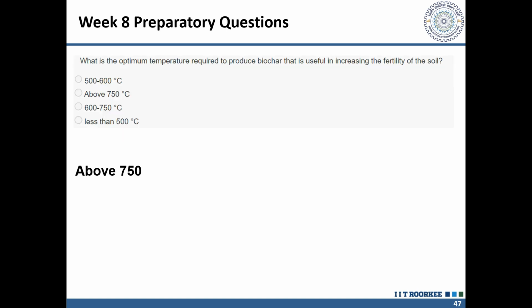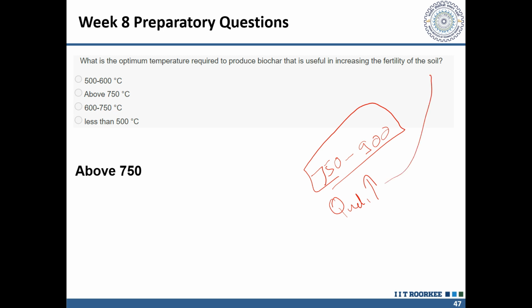Now let's move on to the next question. What is the optimum temperature required to produce biochar that is useful in increasing the fertility of the soil? So we know that if we make biochar in the range of 750 to 900 degrees Celsius, we get a very high quality of biochar. This high quality biochar can be used to increase the fertility of the soil because it is of higher quality. So therefore the answer is above 750.